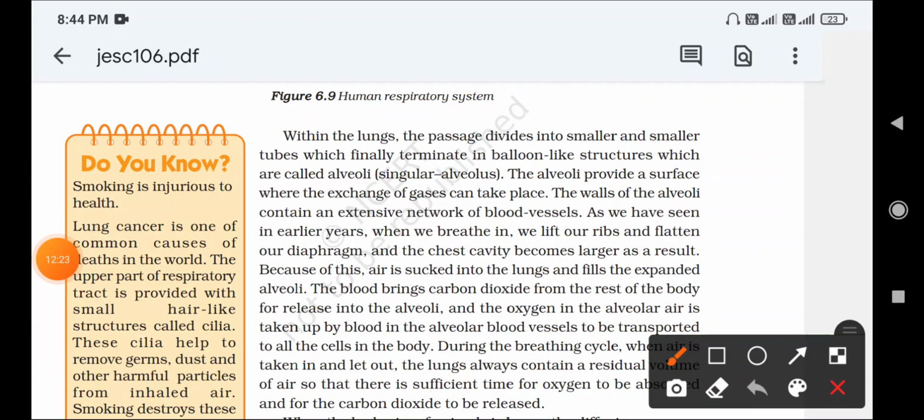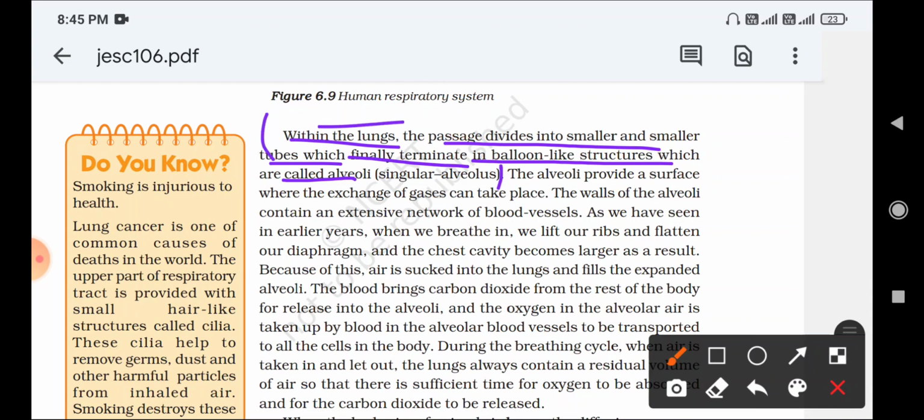Within the lungs, the passage divides into smaller and smaller tubes, which finally terminate in balloon-like structures called alveoli. Okay, this is an important question. Again, what are alveoli? We can write: within the lungs.